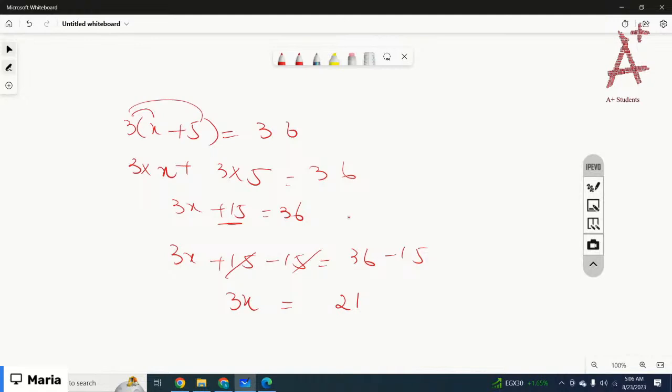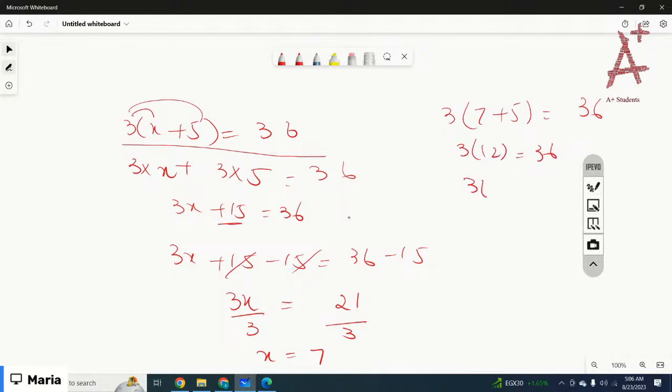Because you have to calculate the value of x, you divide both sides by 3. So x equals 7. Also, you have to verify. Let's put x equals 7 in the question: 3 times (7 plus 5) equals 36. 7 plus 5 is 12 and 12 times 3 is 36. You can see both sides are exactly equal, so x equals 7 is the correct answer.